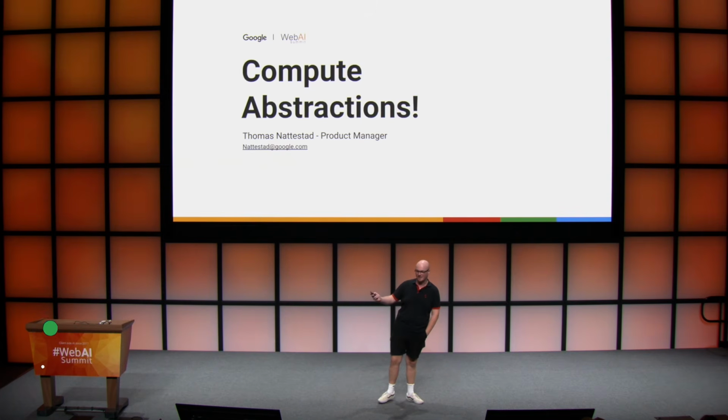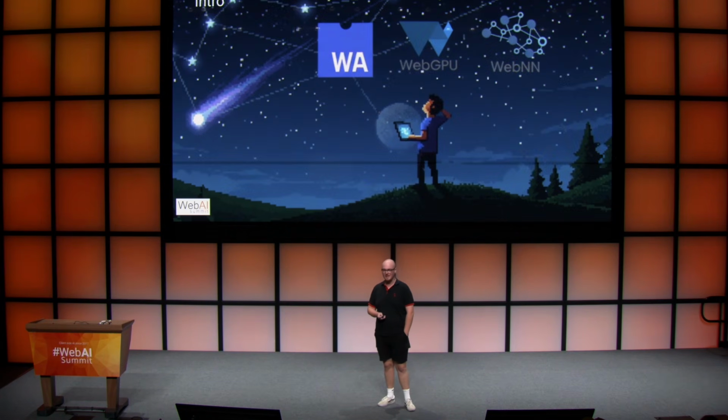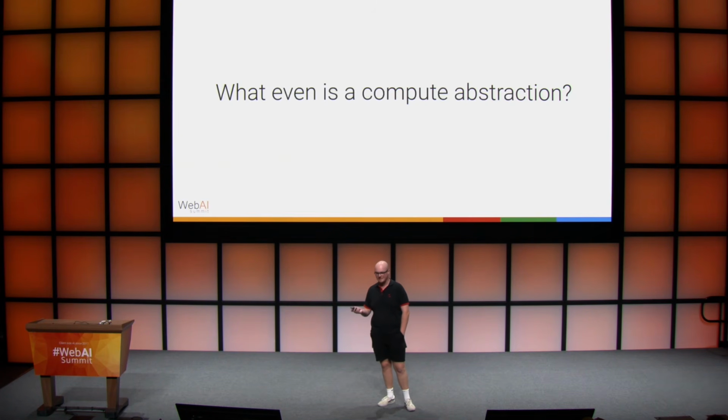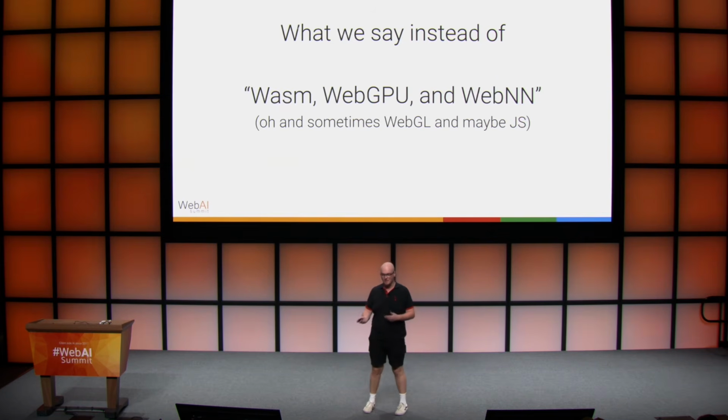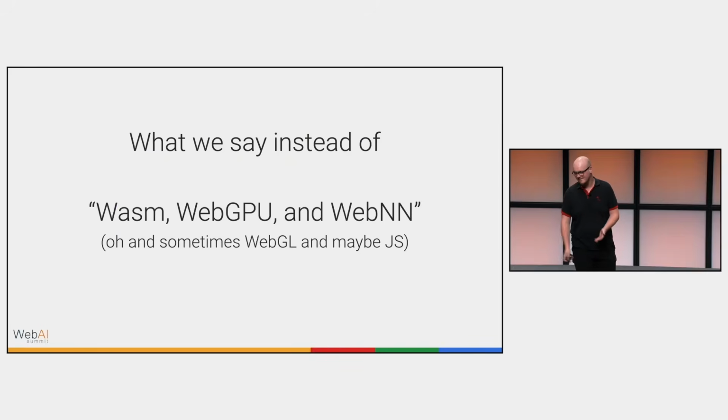Topic, compute abstractions. And you might reasonably be asking, well, Thomas, what even is a compute abstraction? And I'm happy to say that it's actually the things you've been hearing about all day. It's the set of Wasm, WebGPU, and WebNN. We use the term compute abstractions as a fancy replacement for these phrases, so we don't have to constantly say the whole thing, in addition to, oh yeah, WebGL sometimes, and JS, depending on which devices you're trying to support. So I'm just going to be using the term compute abstractions.